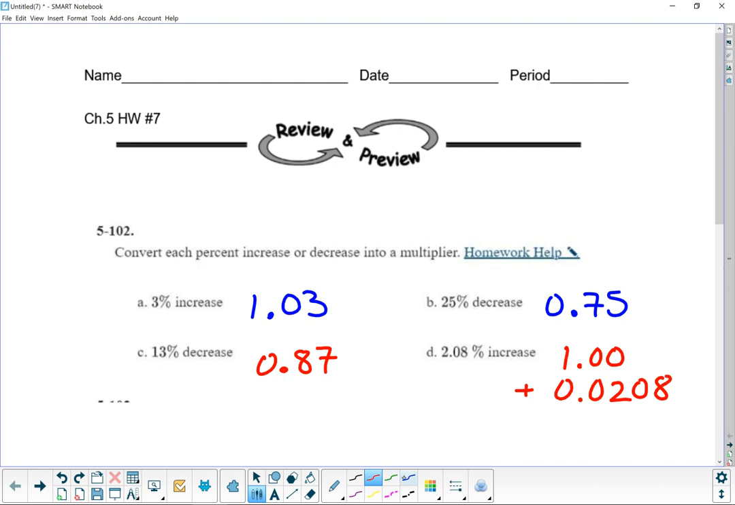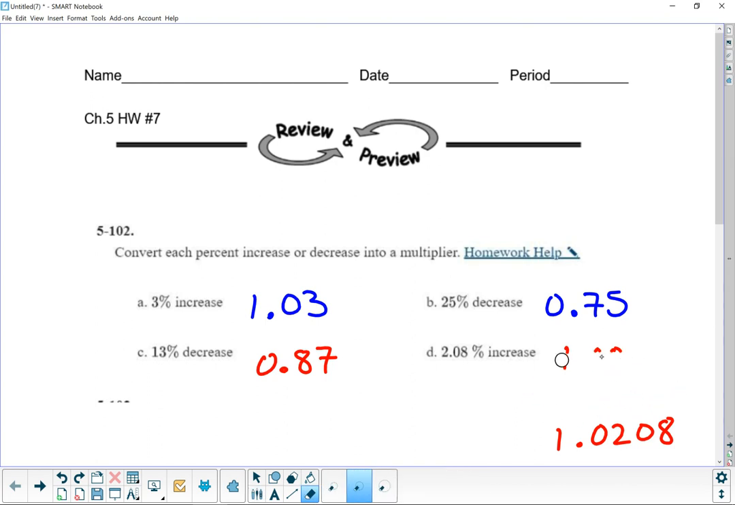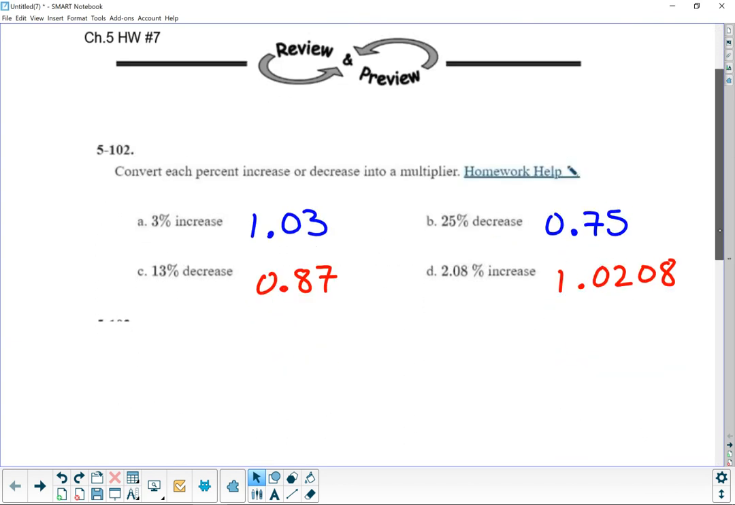And 2.08% is 0.0208, if I move the decimal place back 2 times. As a decimal, it's 0.0208. If I add that together with 1, it's 1.0208, and that is going to be our multiplier. So that's just a really quick rundown about geometric sequences and their multiplier.